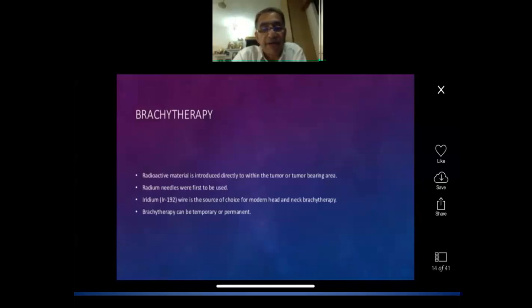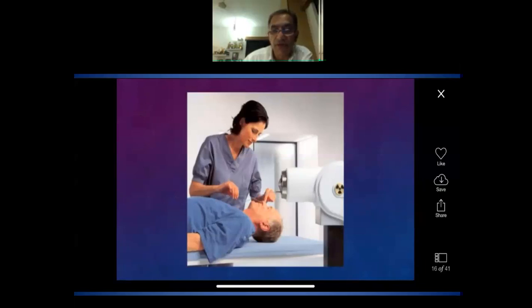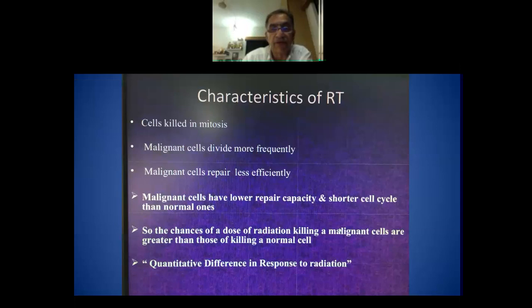Oral cavity cancers like tongue, buccal mucosa, and floor of the mouth can be treated very well with brachytherapy. Later on came brachytherapy for nasal cavity and nasopharyngeal tumors as well. This is just to show the latest equipment, the high dose rate brachytherapy equipment, which we use to deliver intranasal radiotherapy for nasal cavity or nasopharyngeal carcinomas.